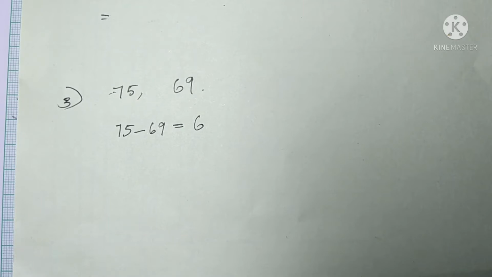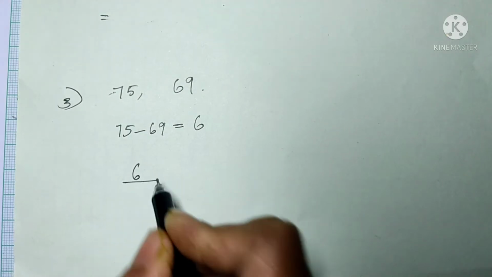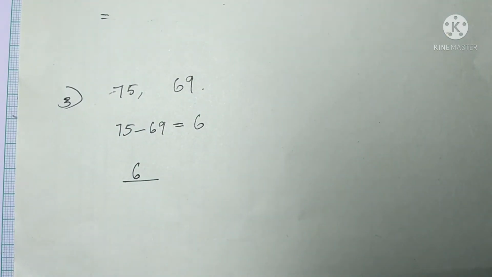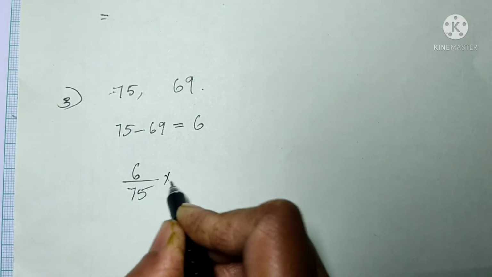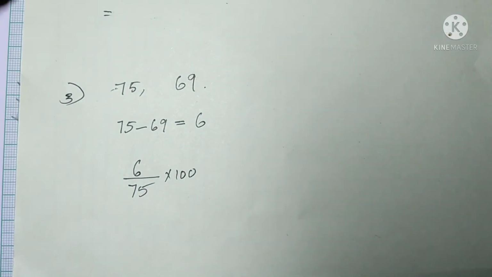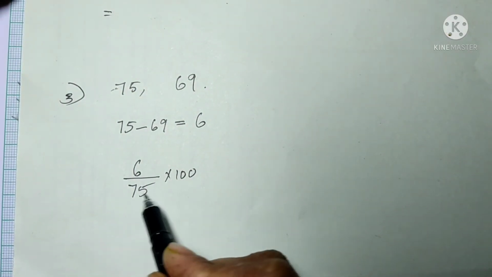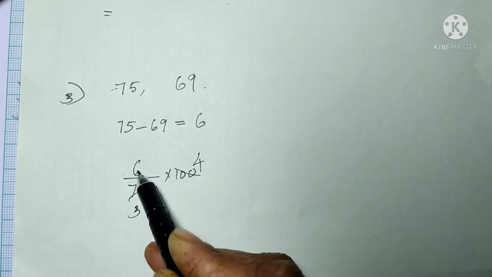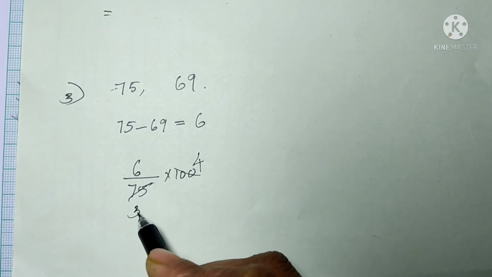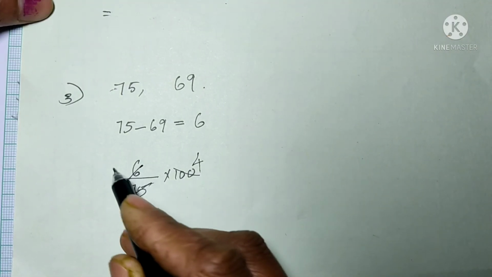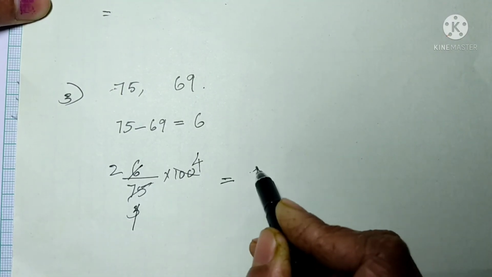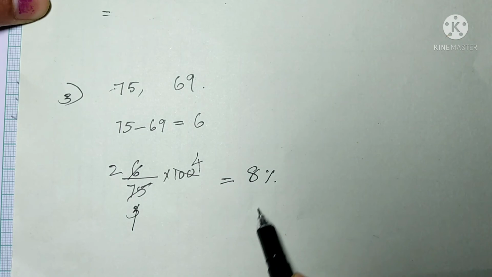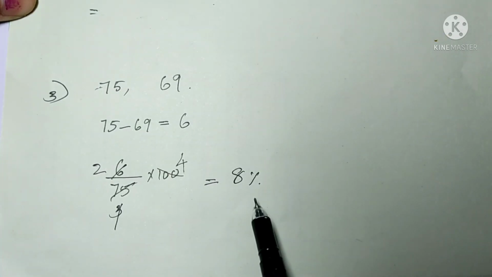Now we can find the percentage of absentees. That is 6 divided by the total 75, into 100. 75 and 100 we can cancel by 25. 3 will come, here 4 will come. Now 6 and 3 also you can cancel by 3 itself. Here 2 will come. Then 4 into 2 is equal to 8. Therefore 8% is the percentage of students absent.